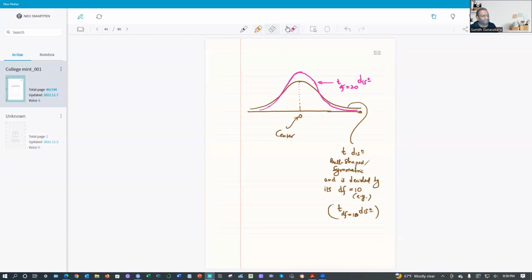Just keep increasing the degrees of freedom. Let's see what's going to happen. It's trying to get a higher peakedness, but with thin tails. In the beginning, we had a thick tail. This one also has a thick tail.